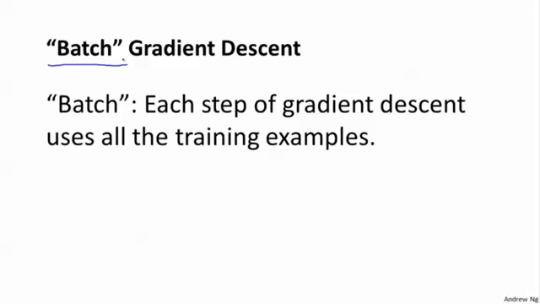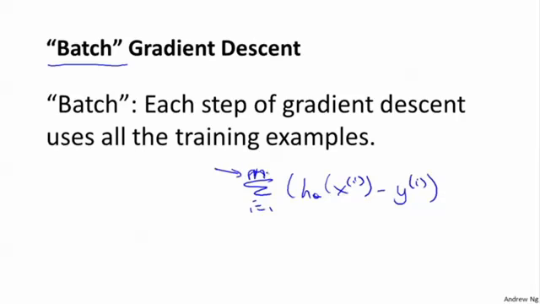So when computing derivatives, we're computing these sums. In every step of gradient descent, we end up computing something like this that sums over all m training examples. And so the term batch gradient descent refers to the fact that we're looking at the entire batch of training examples. Again, this is maybe not a great name, but this is what machine learning people call it.